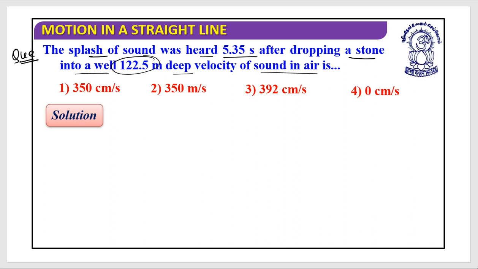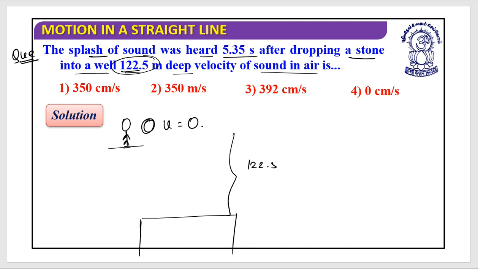What they say is that this could be the situation: here it is a well, and you might be somewhere here, and you are dropping a stone. That means u is equal to 0 for you, into a well which is 122.5 meter deep, and you are required to find out the velocity of sound in air.